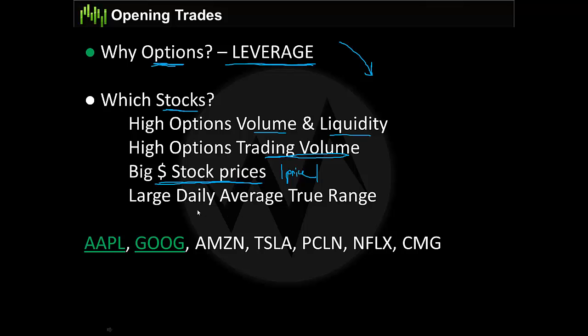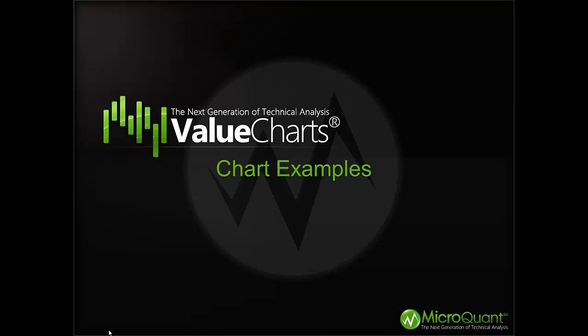And we want these stocks to have a large average true range, because we want the stock to have the ability to move within that average true range. The stocks that we normally trade: Apple and Google and Amazon. Occasionally we trade Tesla, Priceline, Netflix, and not so much CMG, but we're trading this a lot today. But Apple and Google, definitely. I'll show you what we did today so you can see. I'll actually show you the trades. Those are the stocks we trade, and we trade them with options, and we trade them well.